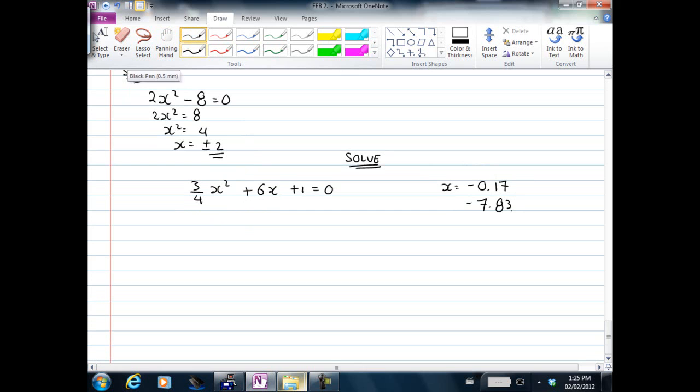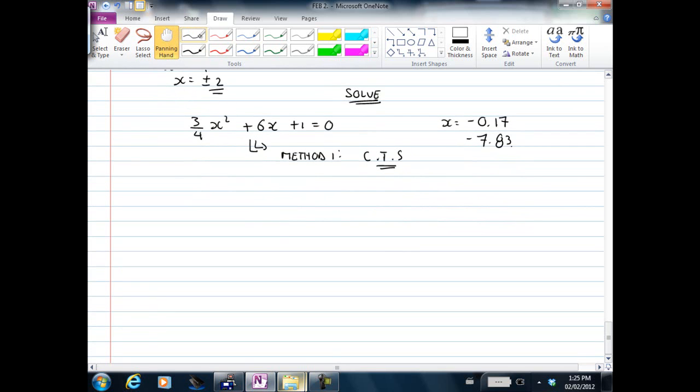So let's try to do this. There are many methods of doing this. I'm going to show you method 1, and that's the method you're used to working with right now. Method 1 is complete the square, CTS. I'm going to show you method 2 later, but for now we're just going to complete the square. So I'm going to factor out 3/4 x squared. Here's where it comes to interesting parts. Plus 1 equals 0.